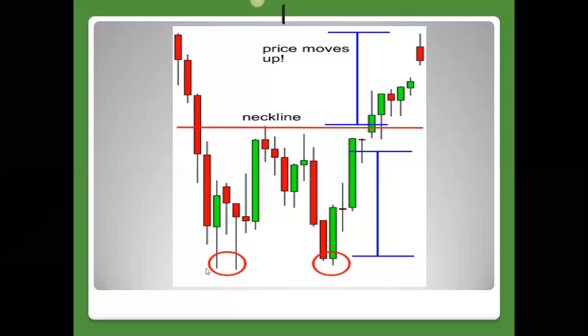And here in this case, the first time we got these pins, which is a rejection here as well, shows rejection. And then we have a nice engulfing candle here. So this gives us our double bottom. So price came to this level, rejected, came back to this level and rejected.